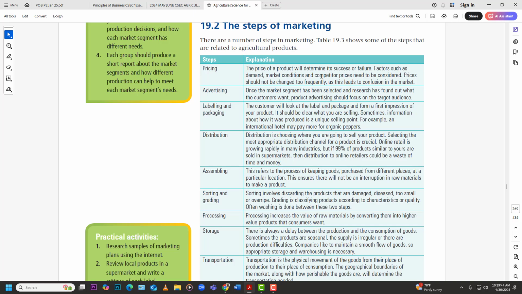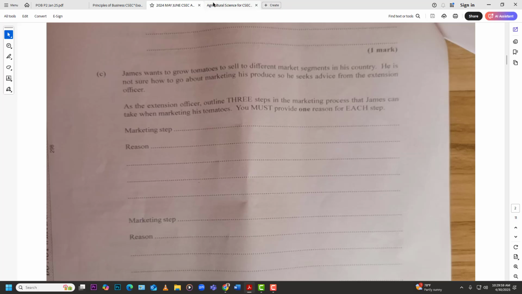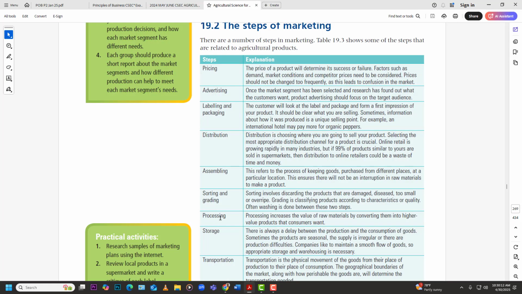Once the market segment has been selected and research has found out what the customer wants, product advertising should focus on the target audience. So advertising, of course, must be done so that people can be informed, so they know what you have for sale, what you have right now. You throw up an IG post, you throw up a WhatsApp, or you go jump on Facebook, right? Take pictures of your tomatoes and stuff like that. People know, okay, we have these for sale, what the price is, et cetera. So of course you need advertisement to get the information out there for your product.